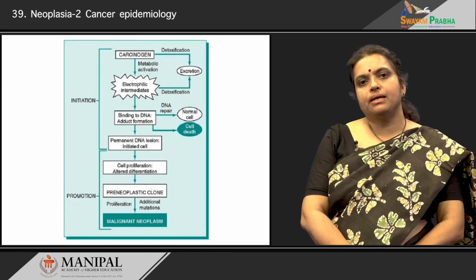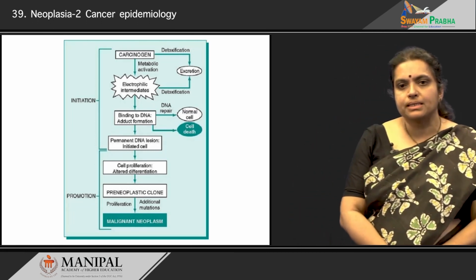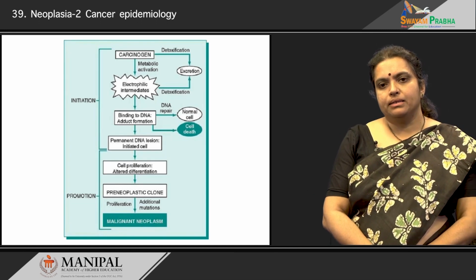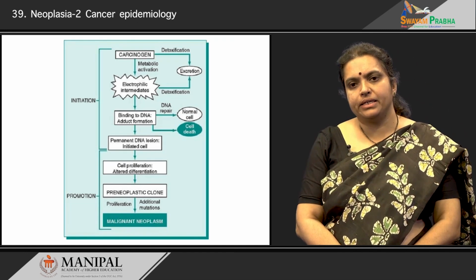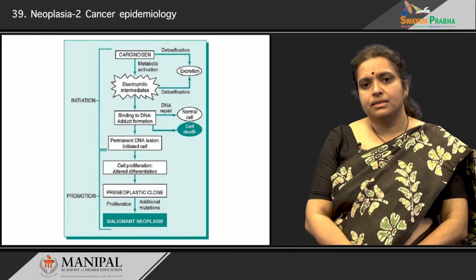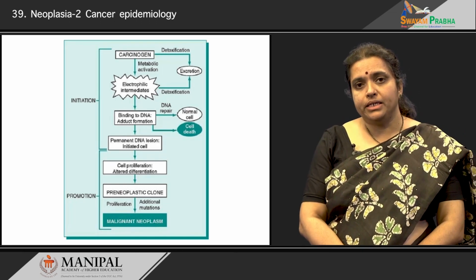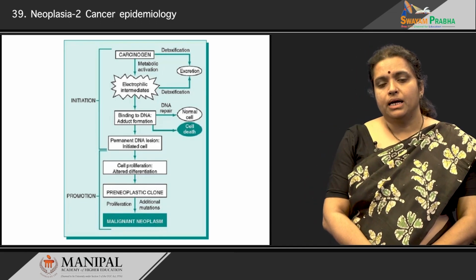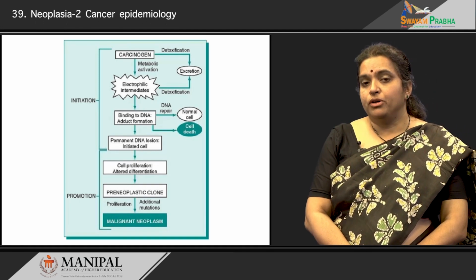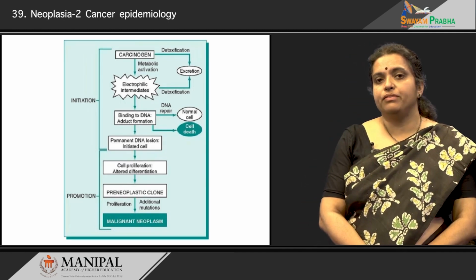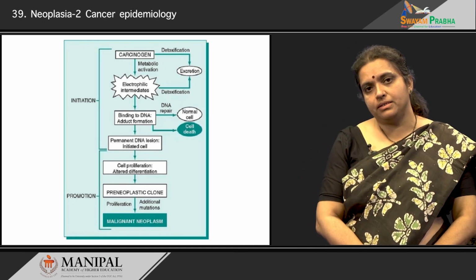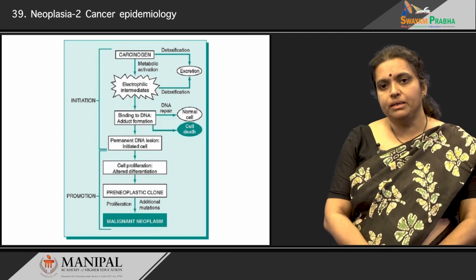So, this is a picture that shows the two processes. You have a carcinogen which gets metabolically activated, and the active ingredient is the electrophilic intermediates, and they bind to the DNA forming the adduct, and that forms a permanent DNA lesion or a mutation. And if these cells undergo proliferation, they form a pre-neoplastic clone, which ultimately forms a malignant neoplasm. The first part of this process is known as initiation and the second part is known as the promotion.